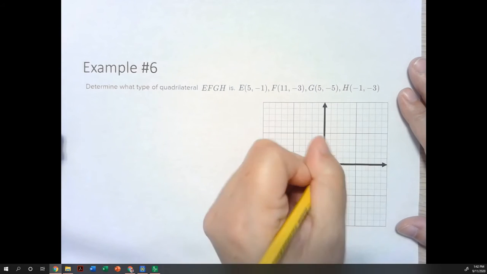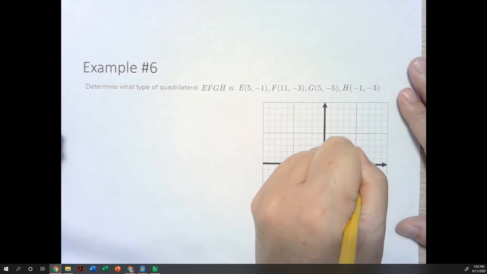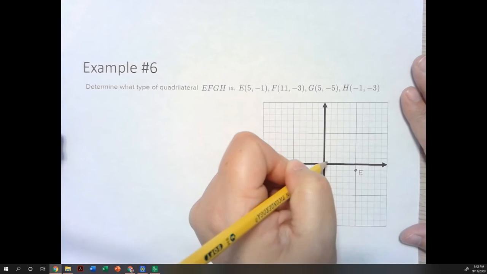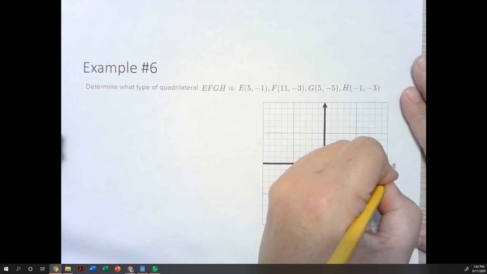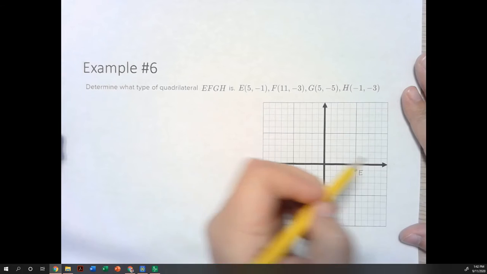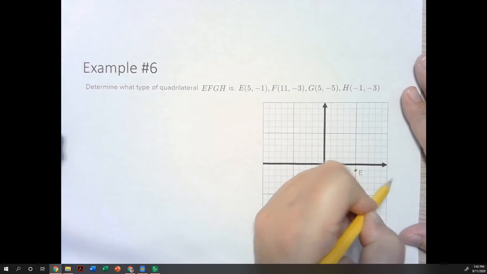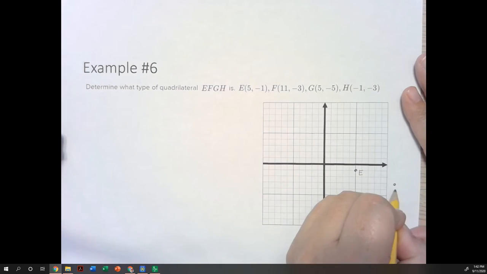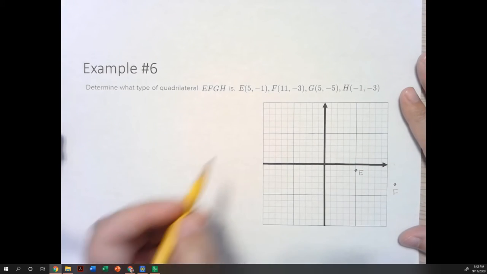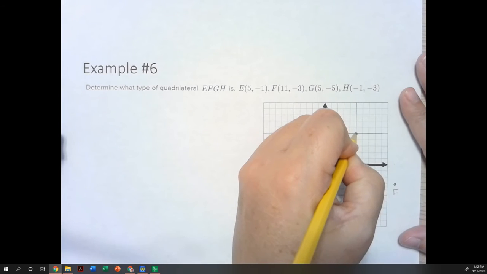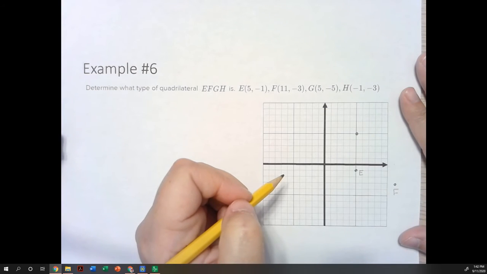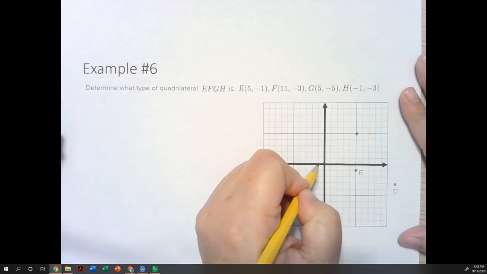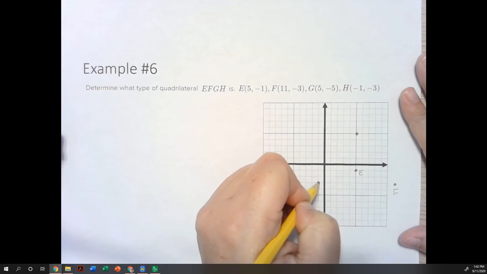So 5, -1 is E. 11, -3. So 5, all right, 11's right off the page, but that's okay. -3, 1, 2, 3. All right, so there's F. G is 5, 5. Okay. And H is -1, -3.